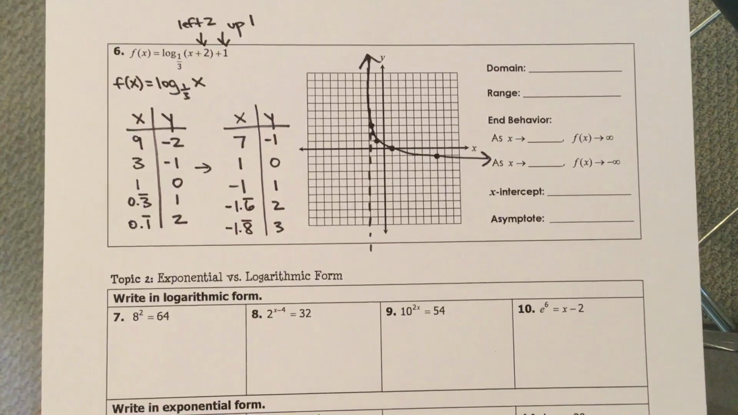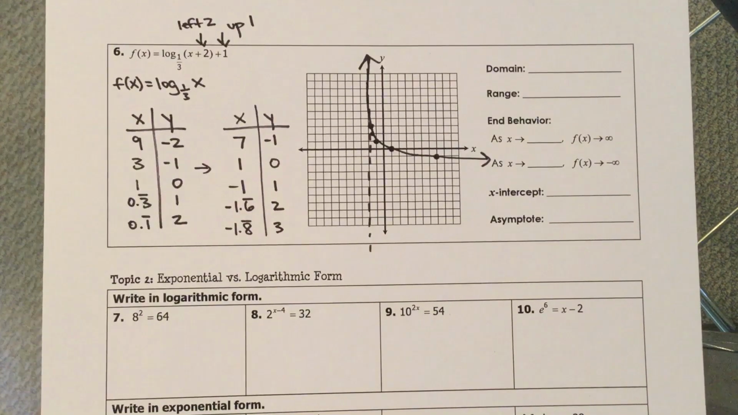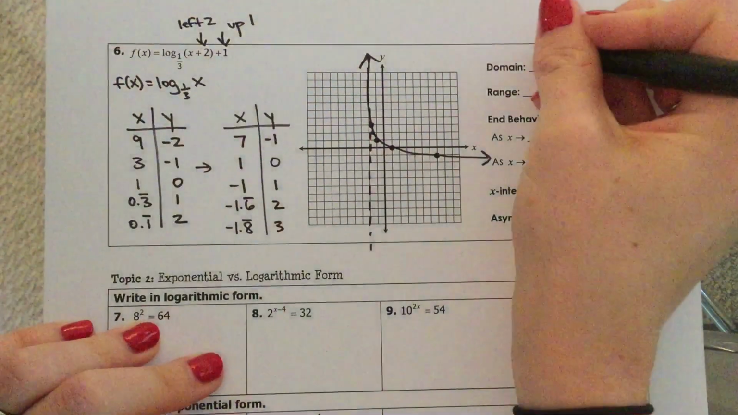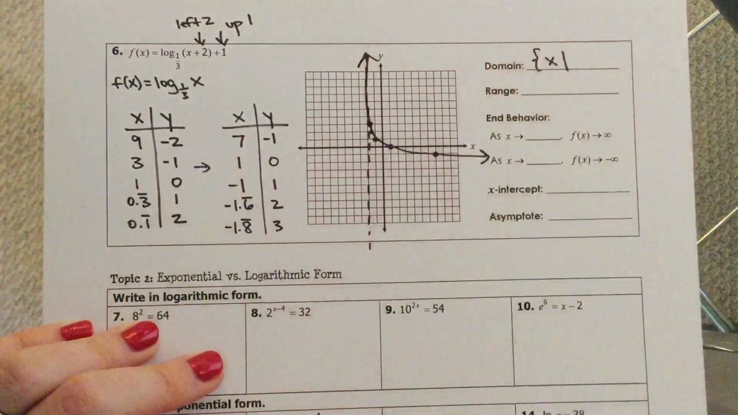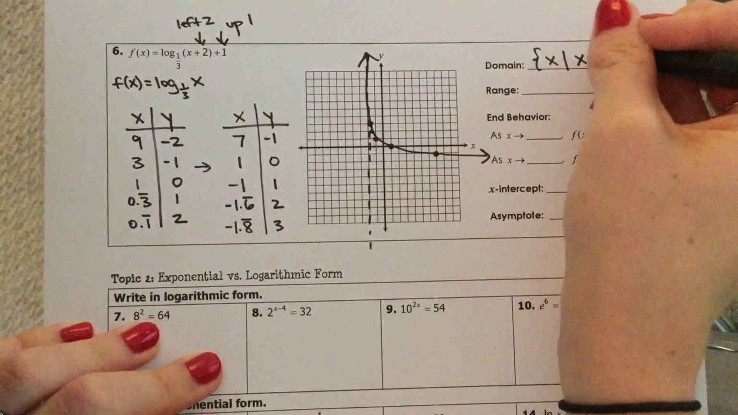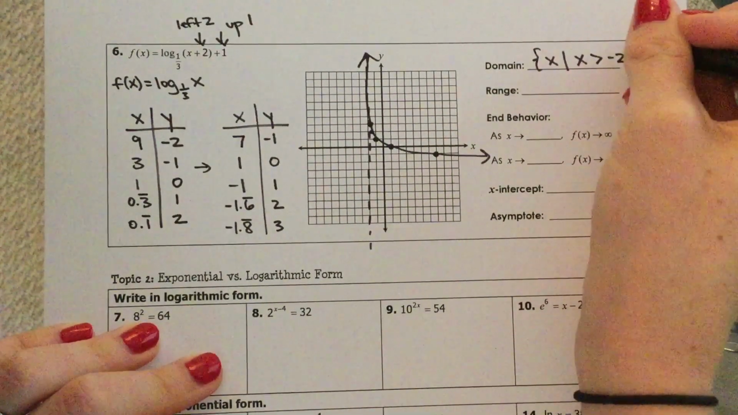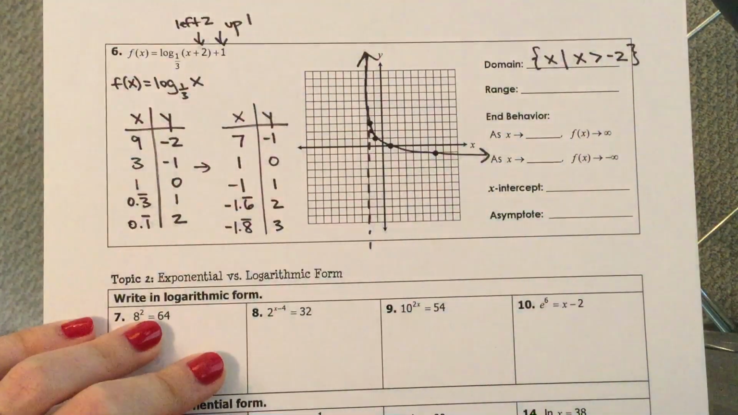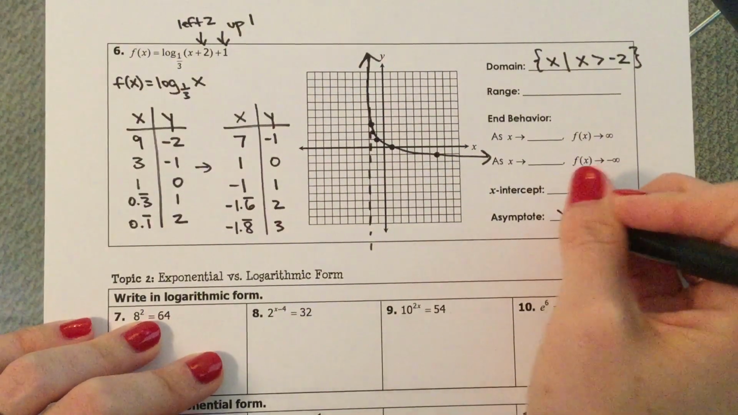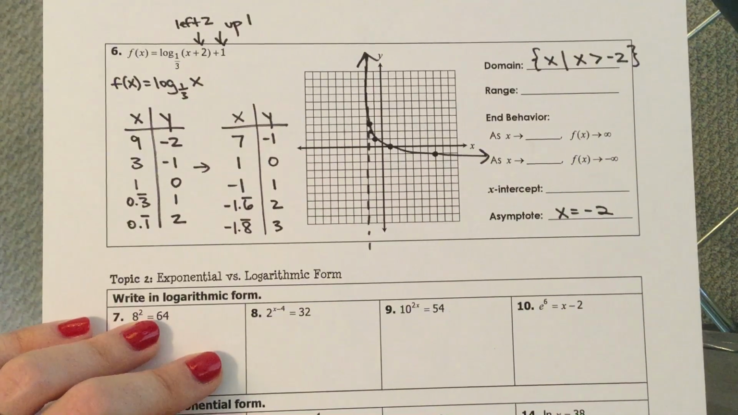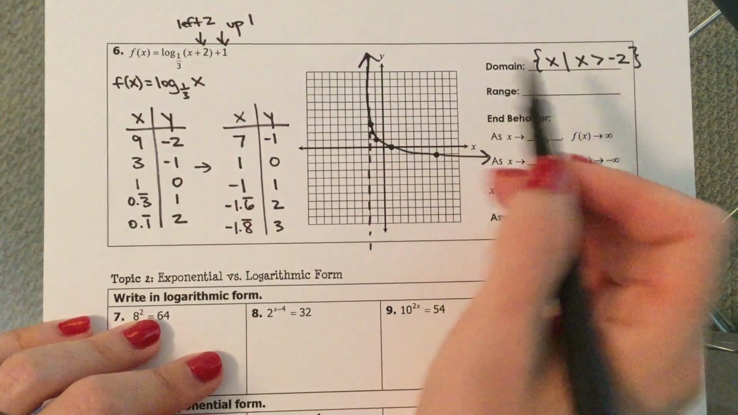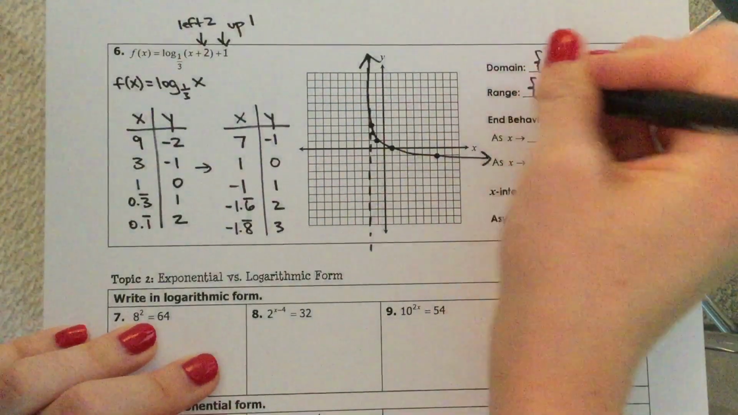All right, so let's write down all our info here. The domain for log functions is based on where the vertical asymptote is. So the only x values we have on the graph are the ones on the other side of the dotted line, and the dotted line has a value of negative 2. So you could actually write that as the asymptote. Next, our range is all reals for logarithmic functions.